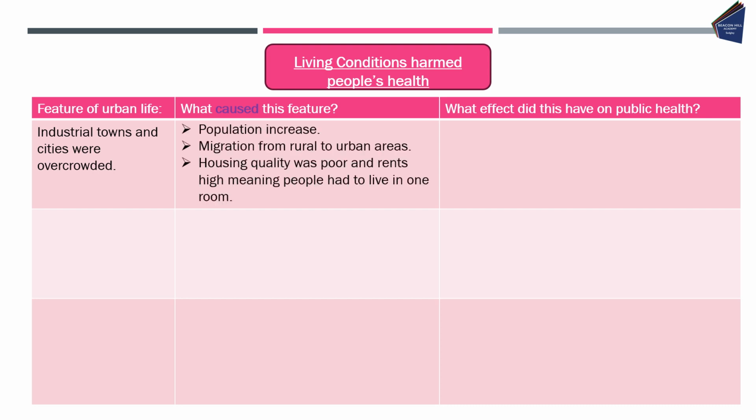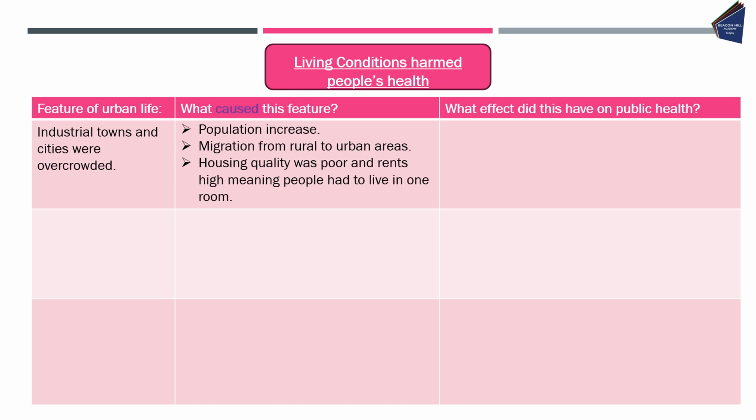We've just been through the statistics on the previous slide. We have migration from rural to urban areas, so lots and lots of people begin to move from the countryside into cities for work. And the housing quality was poor and rents were high, which meant that lots of people were just living in one room. So diseases are going to spread very, very easily in places like this. So remember, the population jumps to, by 1900, up to 37 million.